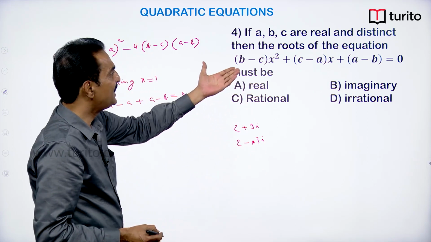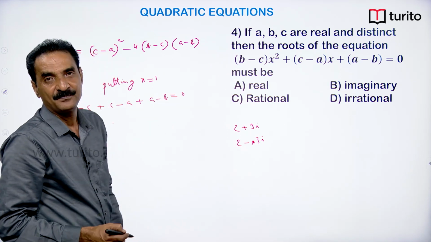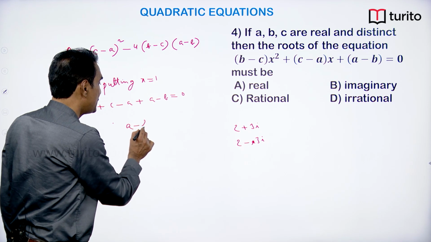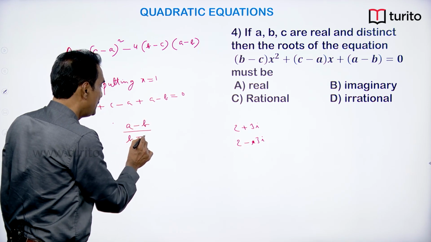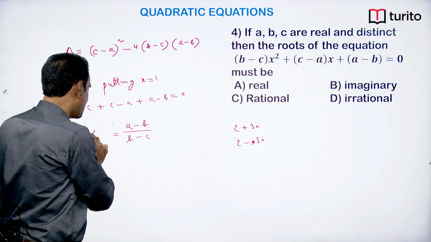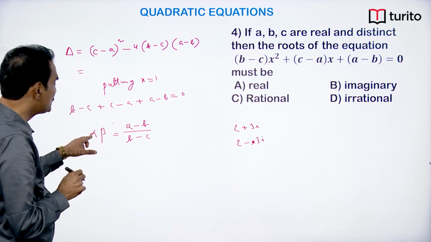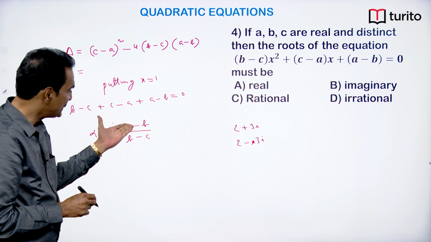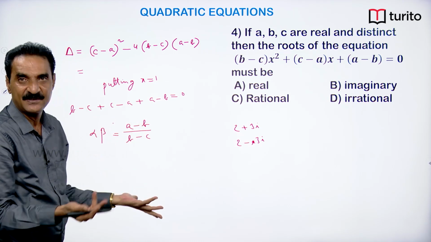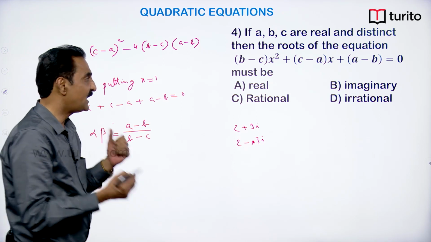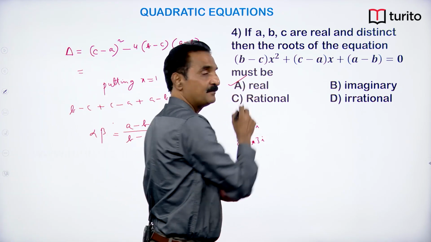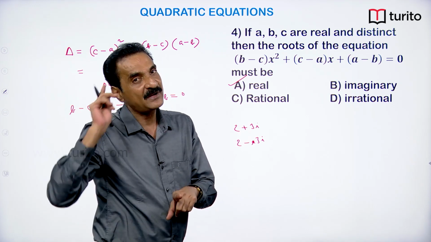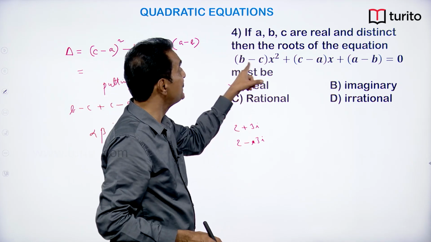Or you can say, what is the product of the roots? The product of the roots is c by a, meaning the constant term (a minus b) by (b minus c). This is alpha beta. If alpha is 1, beta is this one only. a, b, c are real, so this is real minus real by real minus real, which is real. So directly you can say that the roots are real. If one root is real, the other root cannot be complex because the coefficients are all real.